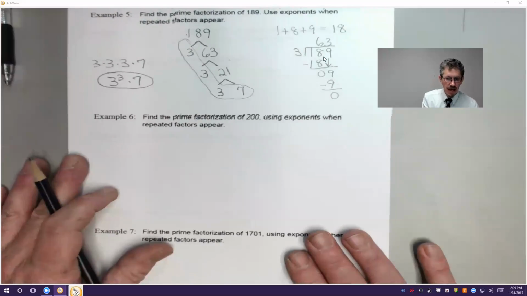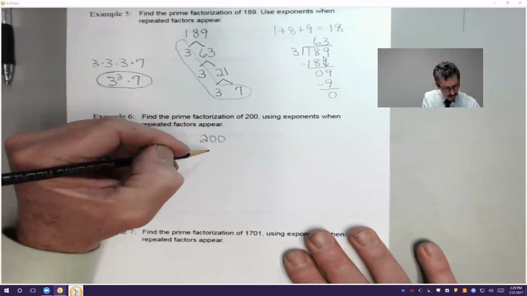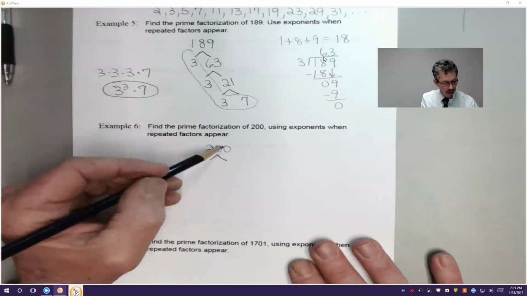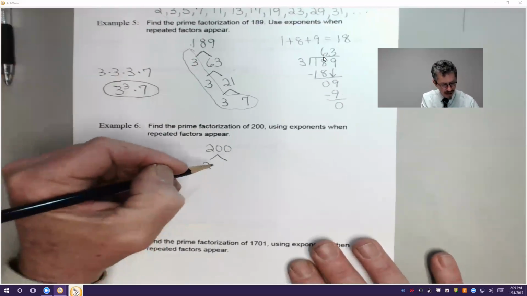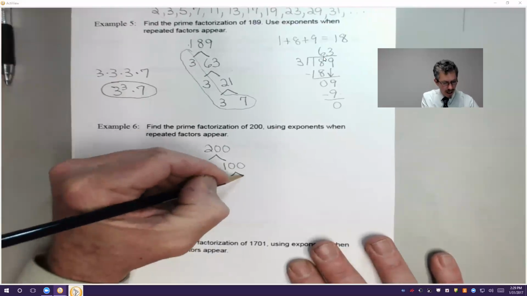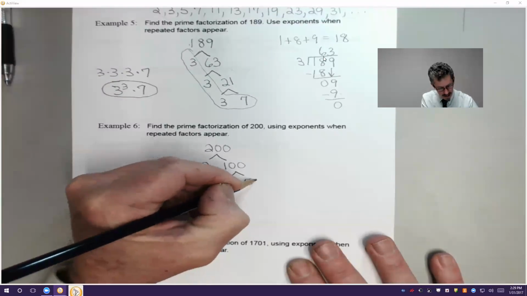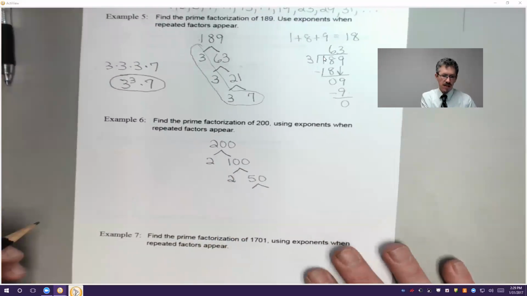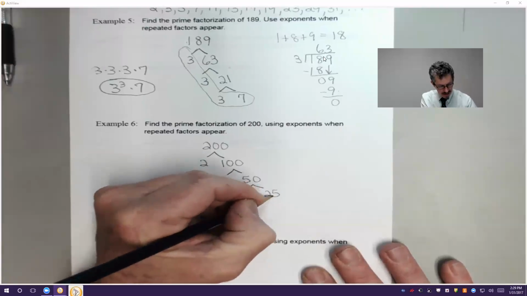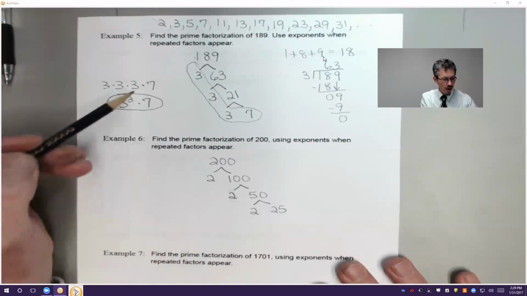Okay, another example, 200. We'll start out trying to divide by 2. It's an even number, so I know I can divide by 2, and we can all do that in our head. 100. 100 is still an even number, so divide by 2, and we'll get 50. 50 is still an even number, divide by 2, 25. Now we have an odd number, so we're done working with 2.